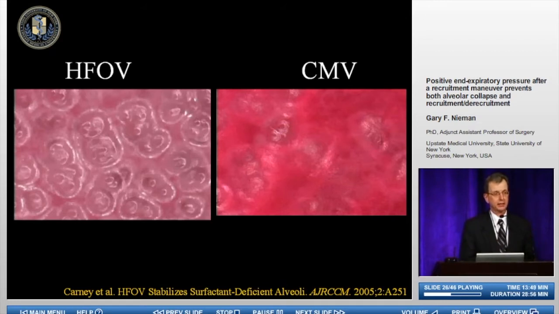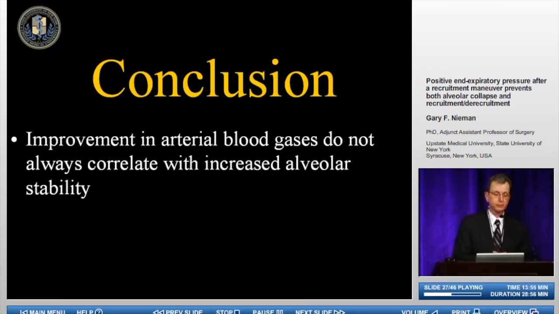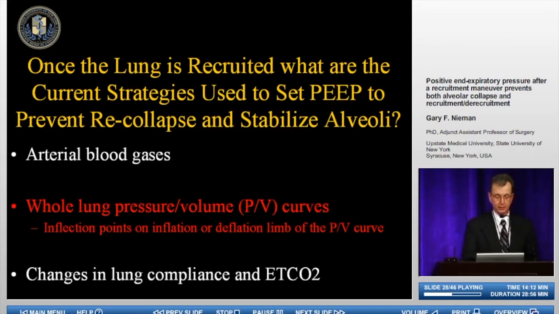However, with the oscillator, the alveoli were stable, and with the conventional, they were not. So again, just showing some of the problems with just using PO2 as your index of alveolar stability. And so we concluded from this study that improvement in arterial blood gases do not always correlate with increased alveolar stability, although they do sometimes.